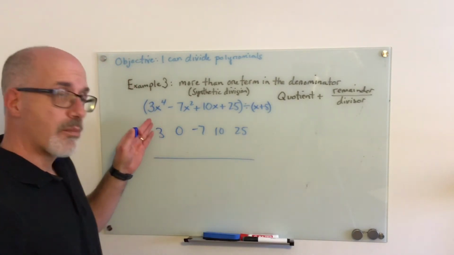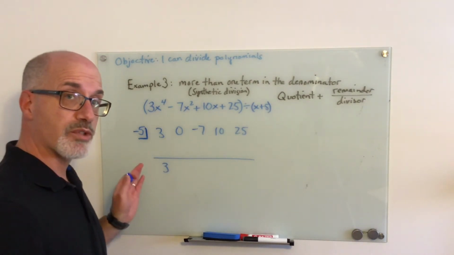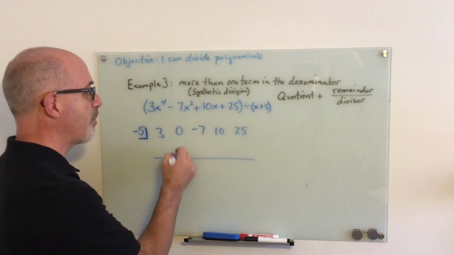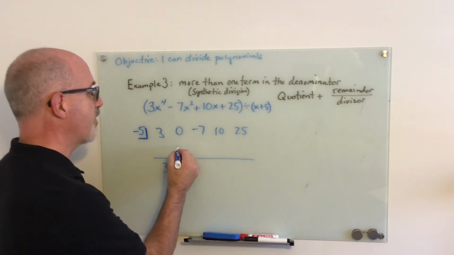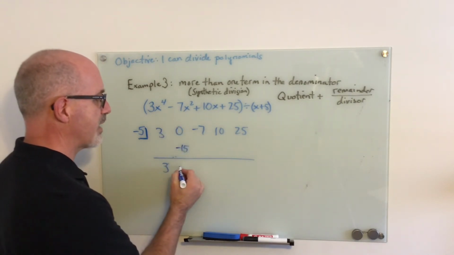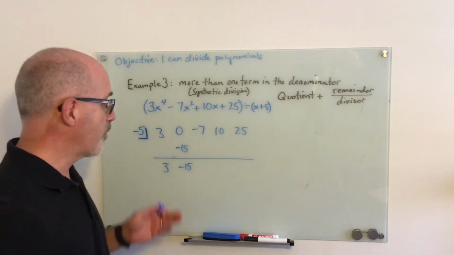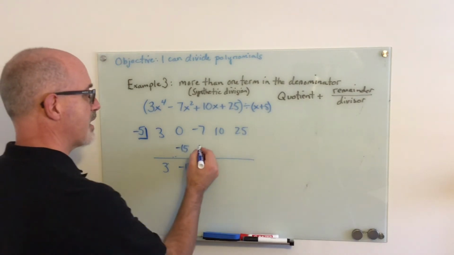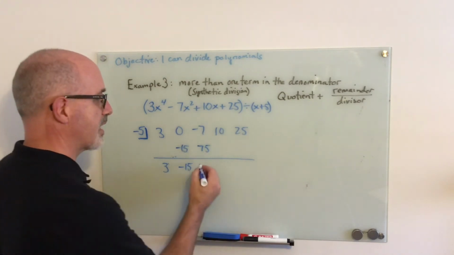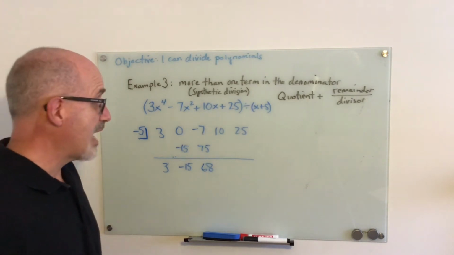The technique is to bring the 3 down. The first one just comes down by itself. And now it's a process of multiplying and then adding. I'm going to multiply 3 times the negative 5, and put it up in this spot here. So 3 times negative 5 gives me a negative 15. Then I'm going to add those down, and I get negative 15 here. Now I take negative 15 times negative 5. When I multiply those two together, that's going to give me a positive 75. So add straight down, and that's going to give me a 68.